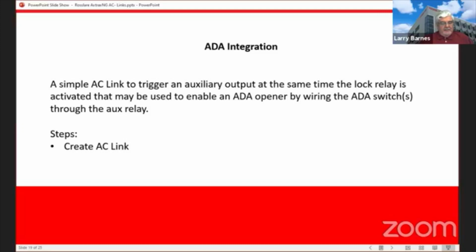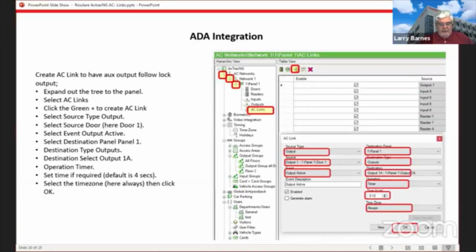Basically, all it takes is an AC link. Again, pretty straightforward. In this case, I'm just telling output 1A to follow output 1. So my source is door 1, output active, and then my destination's panel 1, output 1A on a timer. And you can set that timer to be longer, let's say, than the door unlock time, maybe to give them a little more time.